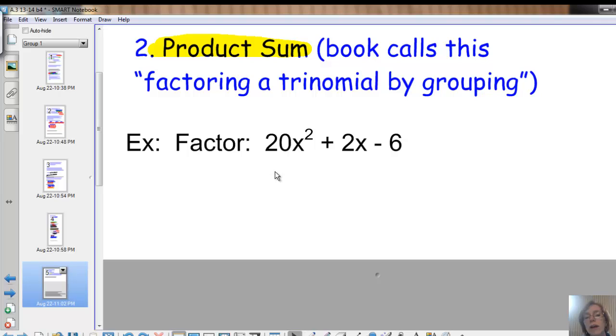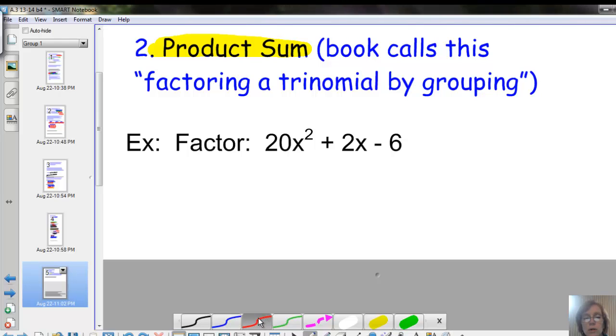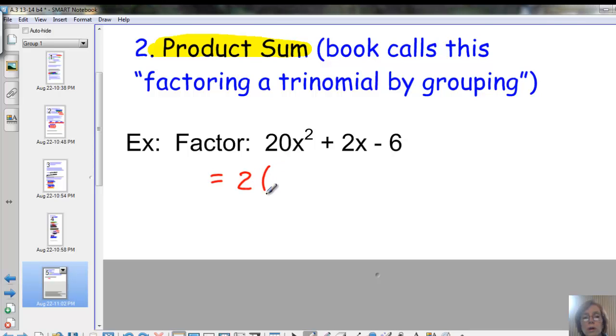We're asked to factor 20x squared plus 2x minus 6. Well, first thing I would say is look for any common factors. Does anything go into all three of these terms? Looks to me like that's a yes, because we could factor out a 2. So we would have 10x squared plus x minus 3.